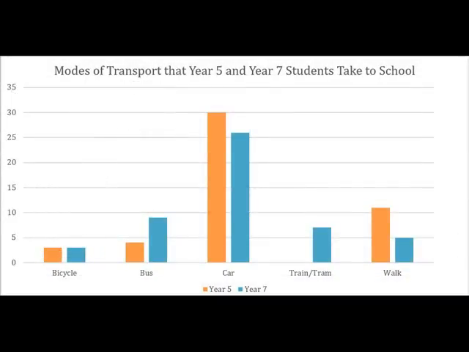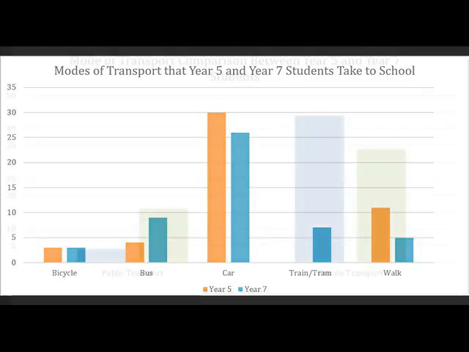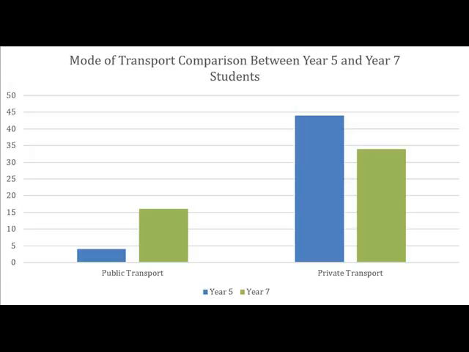Finally, I created two double column graphs. I think they were the most appropriate graph type for the data. It is the easiest graph type to see the information and draw conclusions about the data. As you can see, the column for the Year 7 public transport is larger than the Year 5 column.